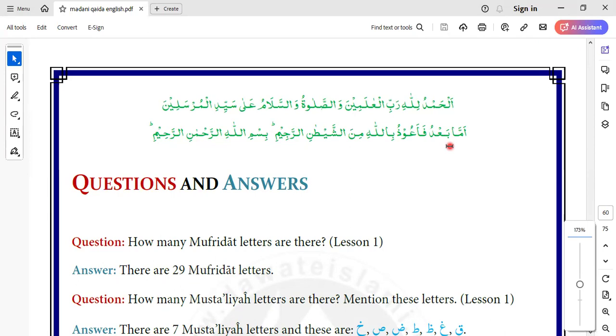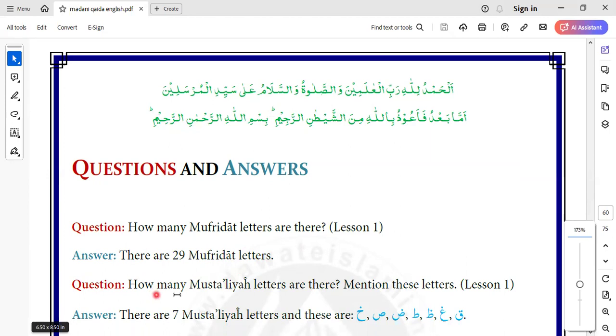Okay, but this is also only a revision. We have learned everything before, but these questions and answers are like a revision, but you must learn all these questions and answers properly. Okay, so we are starting questions and answers. Question: how many mufridat letters are there? Answer: there are 29 mufridat letters.